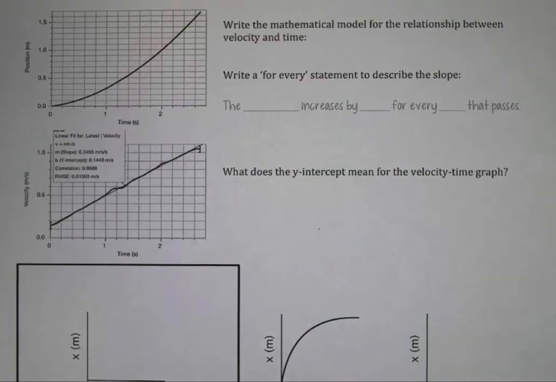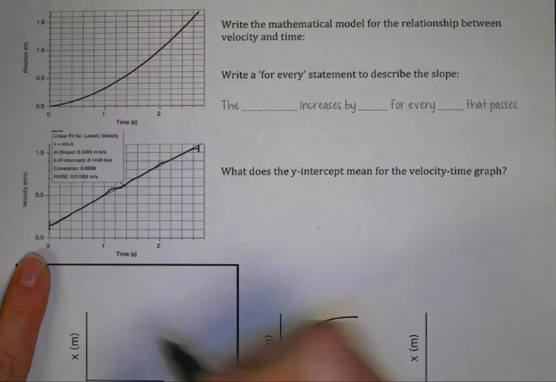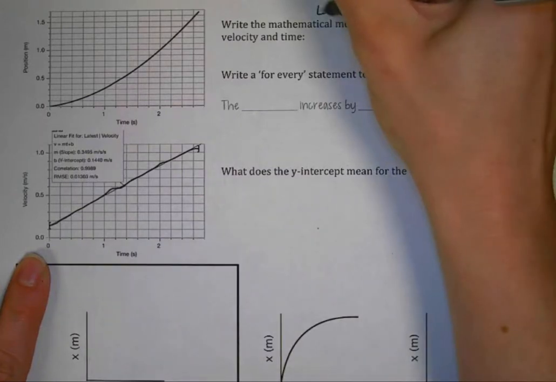As a wrap-up to understanding the position time graphs that are no longer a straight line but a curve, and then the velocity time graphs, we're going to look at this last page from your notes. So the first part says, write the mathematical model for the relationship between velocity and time. For that, we're going to look at the velocity time graph, and really a mathematical model is just asking for an equation.